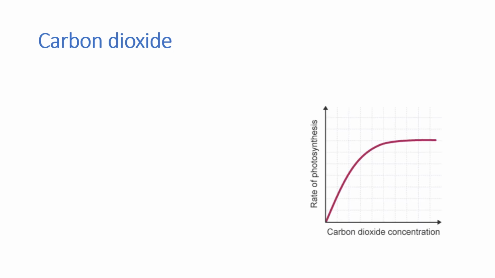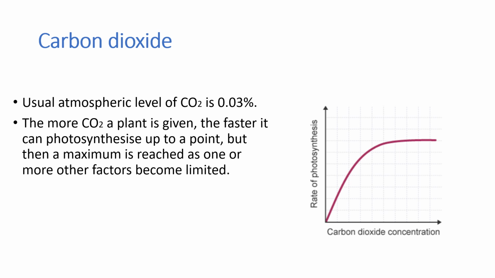Carbon dioxide. The graph shows the rate of photosynthesis versus carbon dioxide concentration, which also follows the previous trend. Usual atmospheric level of carbon dioxide is about 0.03%. The more carbon dioxide a plant is given, the faster it can photosynthesize up to a point. But then a maximum is reached as one or more other factors become limited.